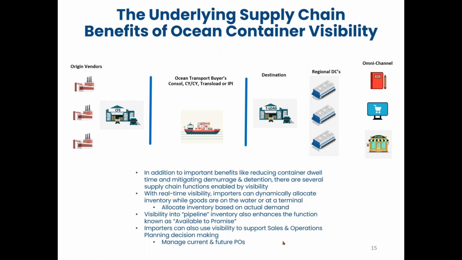They'll make those adjustments. Maybe they buy more, maybe they buy less. That's what sales and operations planning is. But imagine how the performance of sales and operations planning teams can be enhanced by visibility of knowing exactly what they have coming in, when, and where it is. Powerful, powerful stuff. That is the underlying supply chain value of ocean container visibility.